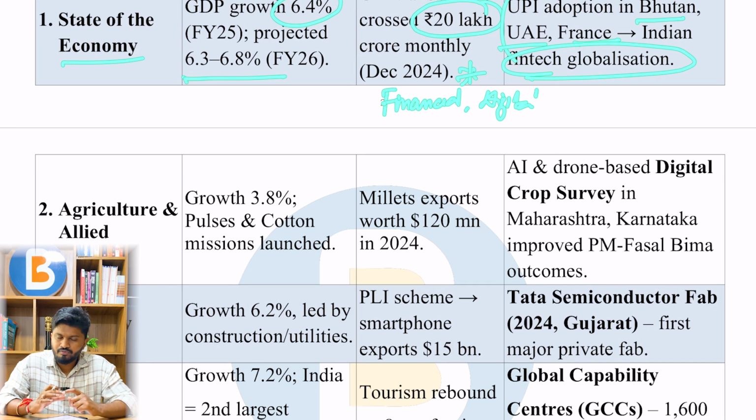I'm not going to go very detailed into each chapter, only one aspect of each chapter which can be very helpful for your mains answers, so that I'm going to keep it very crisp and it will be easier for you to remember the data as well.